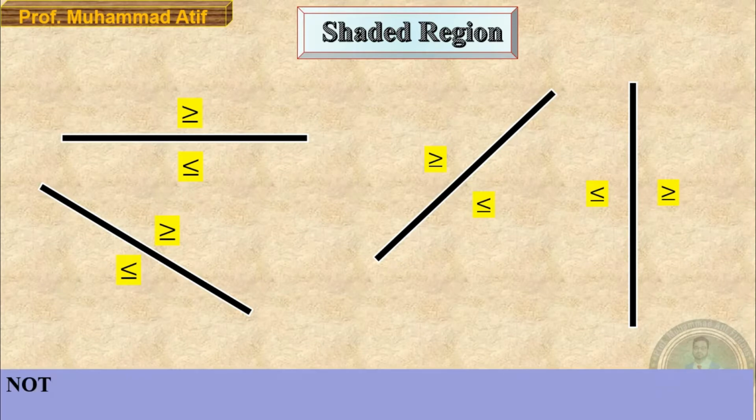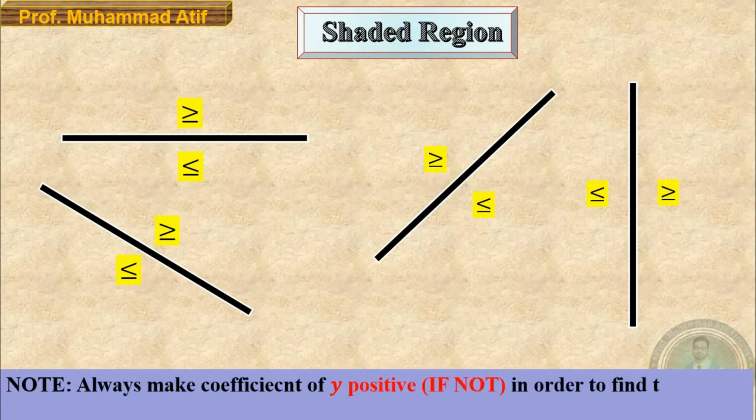But you have to note that you must always make the coefficient of y positive in order to follow these rules. Now, what is the coefficient of y? I will give you one or two examples to explain this, that you should have the coefficient of y positive in order to follow these rules. But a very simple rule.